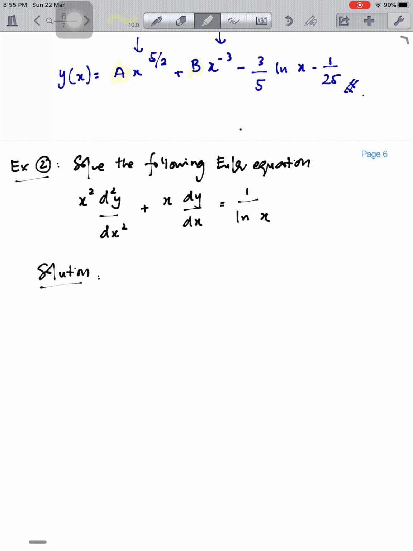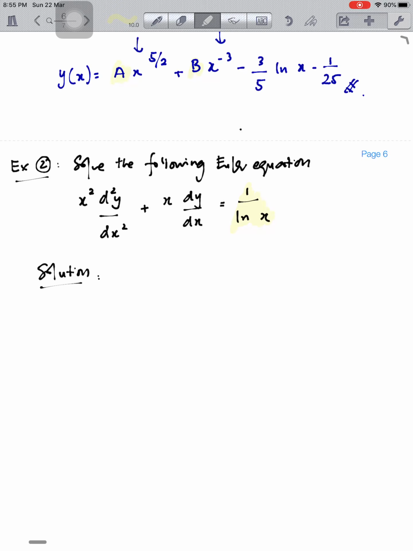So we have an equation of x squared d squared y over dx squared plus x dy dx is going to equal 1 over log of x. So if you notice the right hand side of the equation over here, this is not equal to 0. So we know that this is a non-homogeneous equation that is solved either by using UC or VOP.